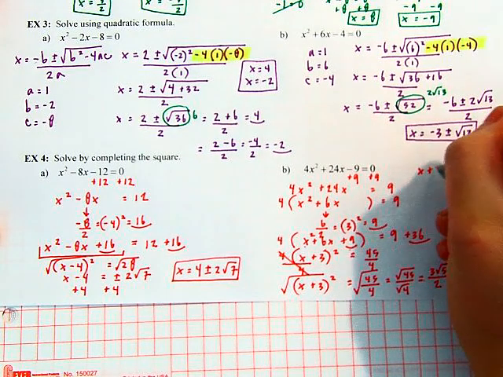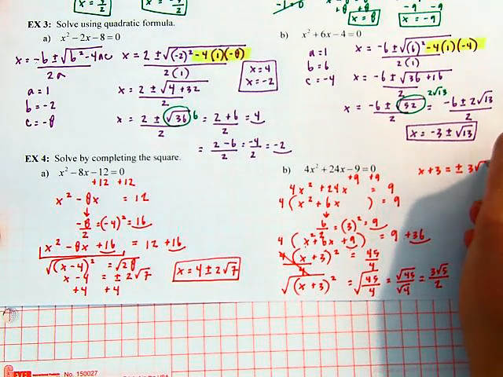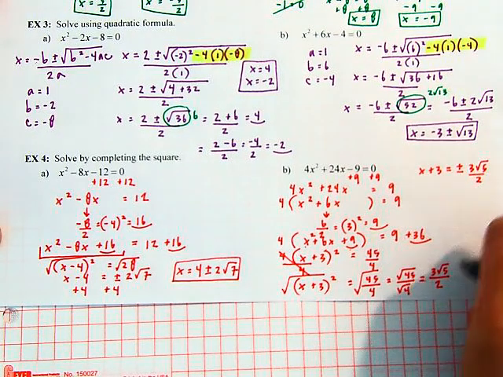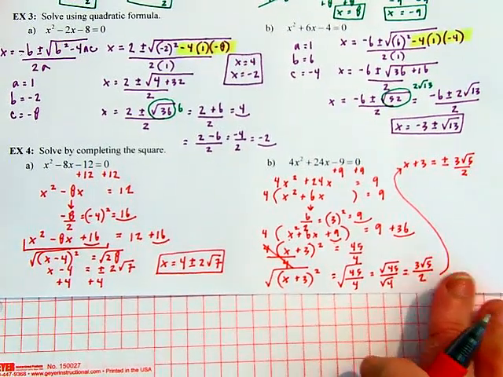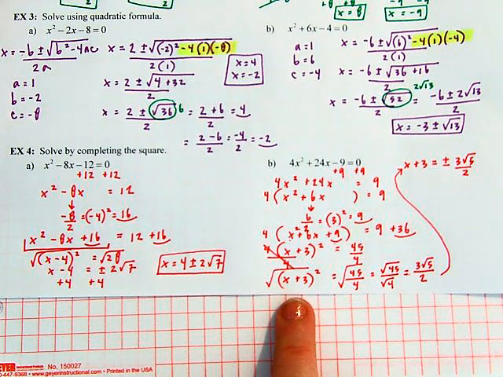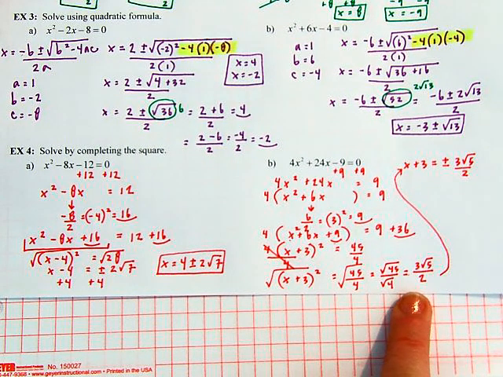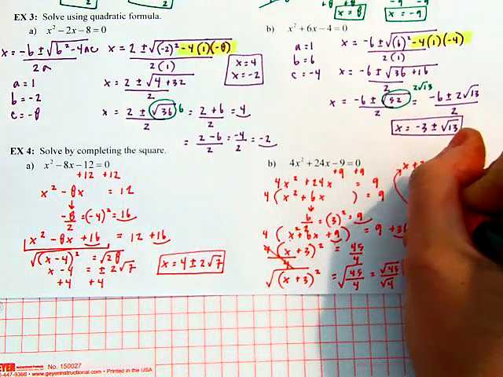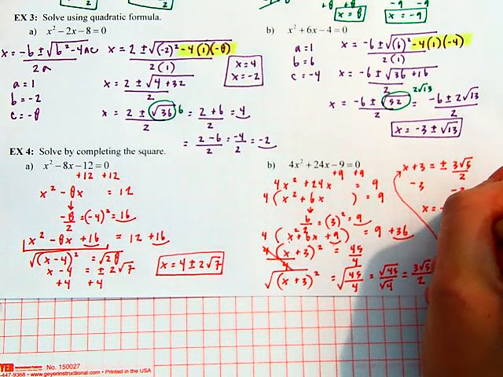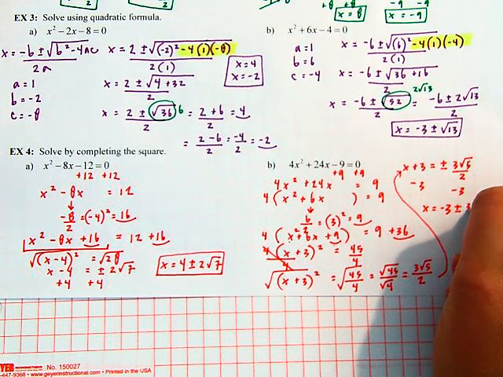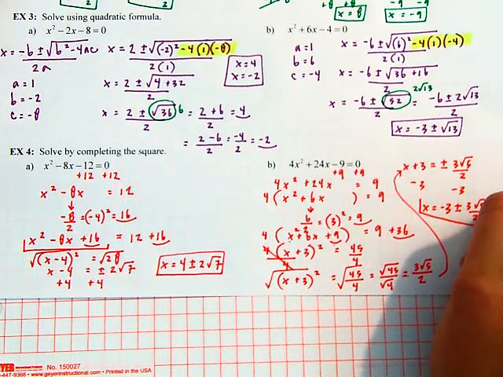So let me just clean it up here. Right now I have x plus 3 is equal to plus or minus 3 root 5 over 2. Okay, so that's where I'm at right now. I know that x plus 3 is equal to plus or minus 3 root 5 divided by 2. Last thing to do is just take away the 3. So x equals negative 3 plus or minus 3 root 5 divided by 2.